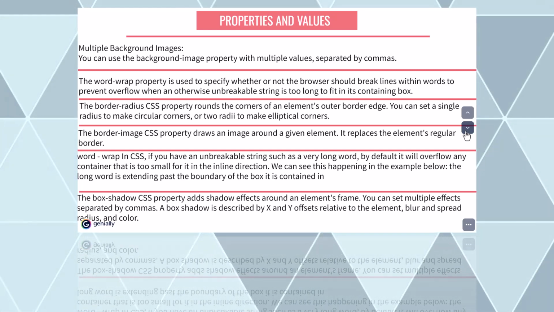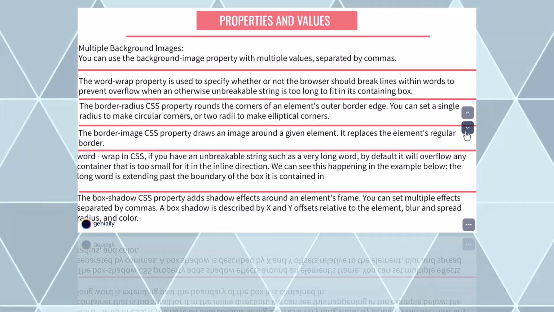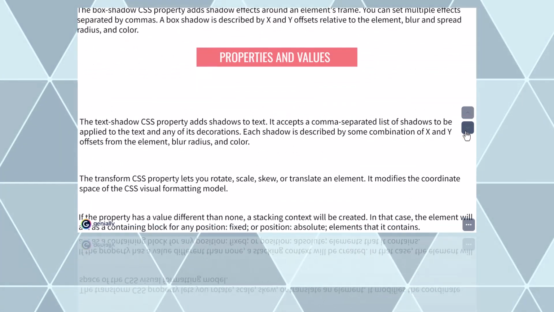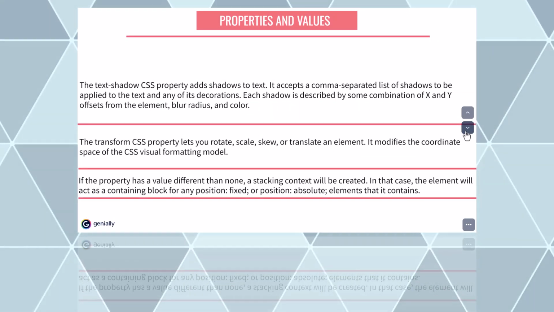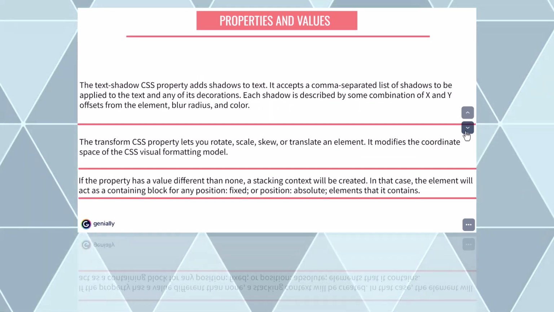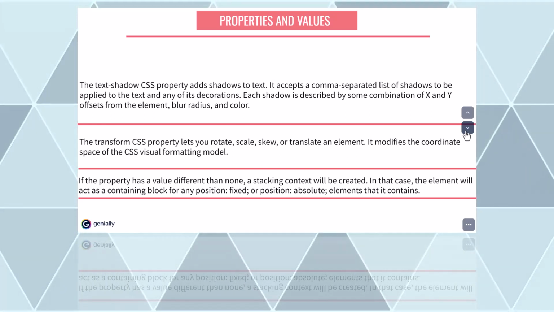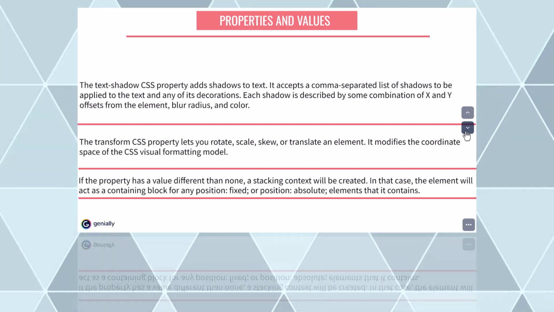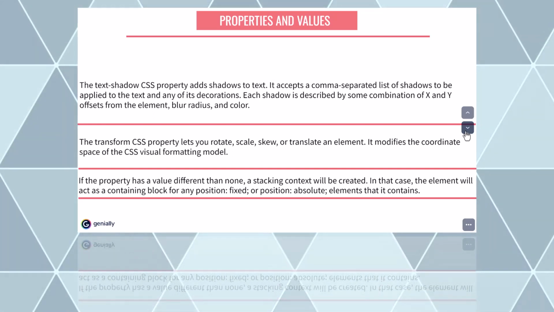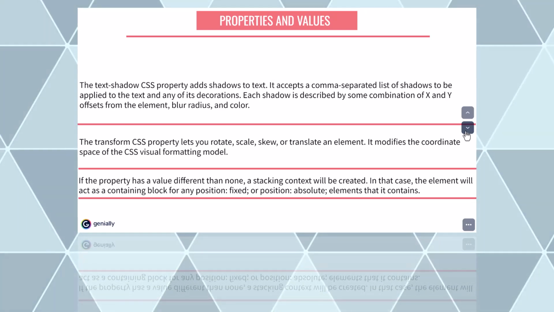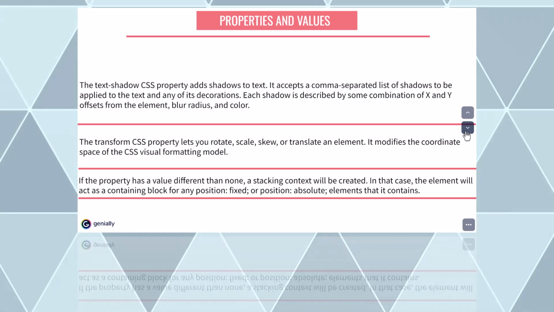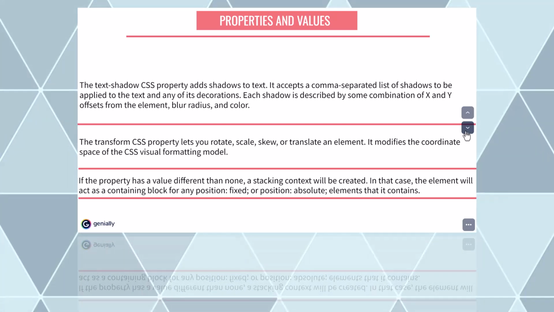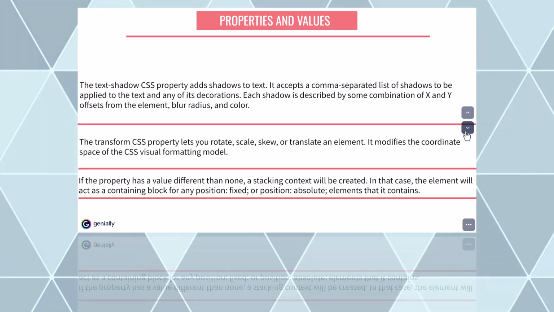So, Cindy, can you do text shadow? The text shadow CSS property adds shadows to text. It accepts a comma-separated list of shadows to be applied to the text and any of its decorations. Each shadow is described by some combination of X and Y offsets from the element, blur radius, and color.